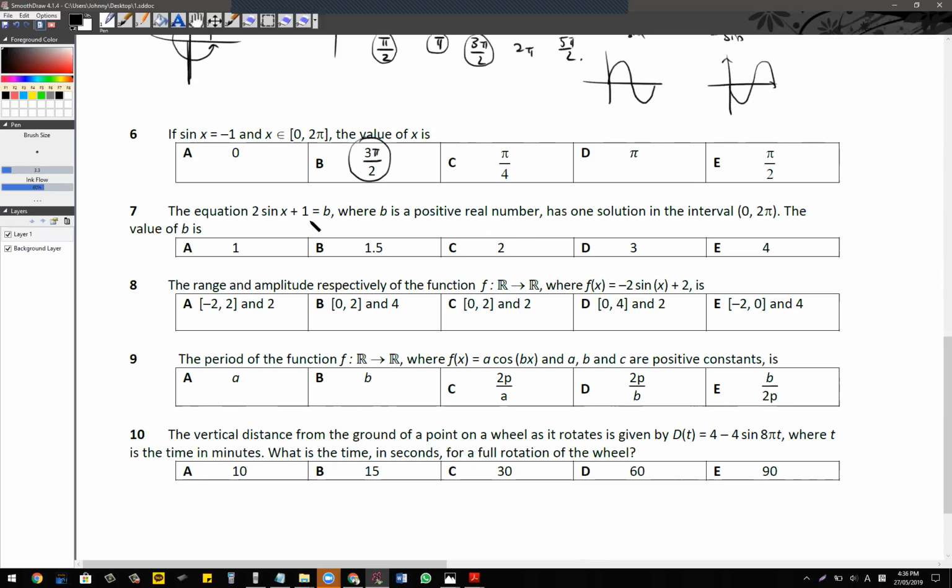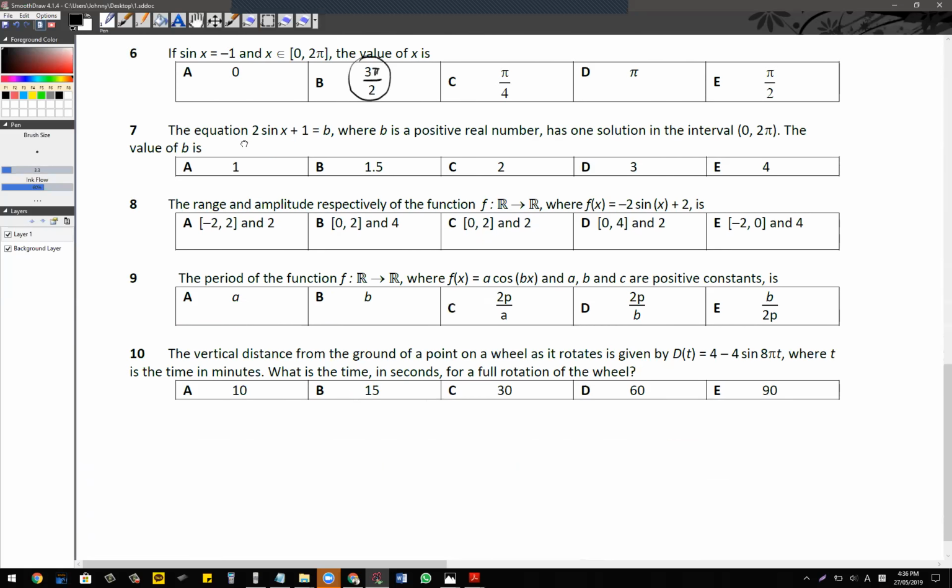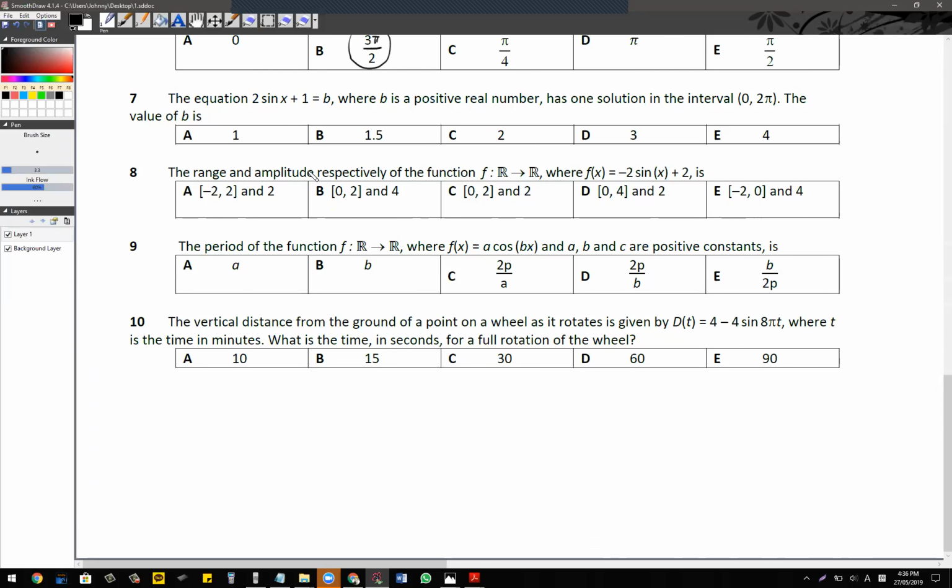Okay, so the equation of that, where b is a positive real number, has one solution in an interval. The value of b is... Okay, now number 7 is a little bit tricky.